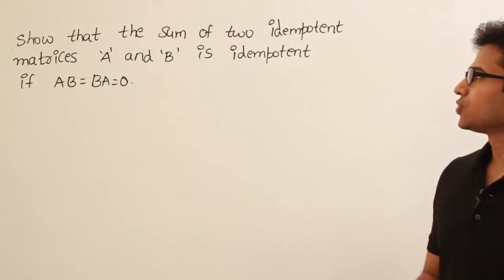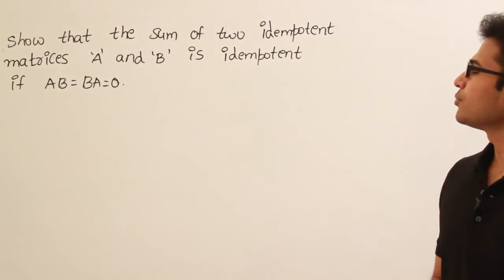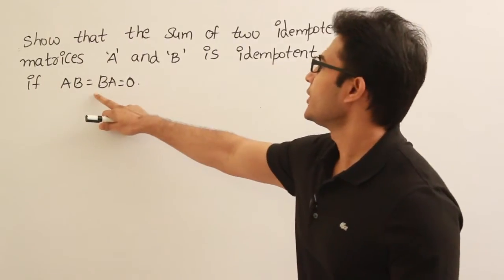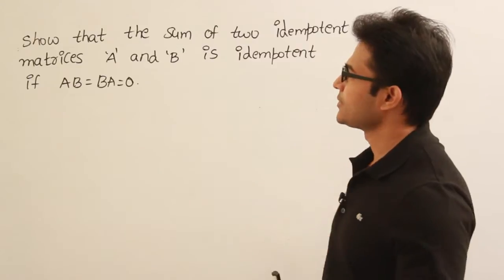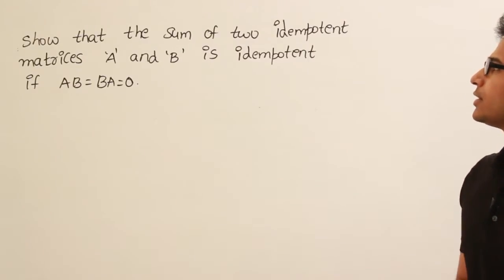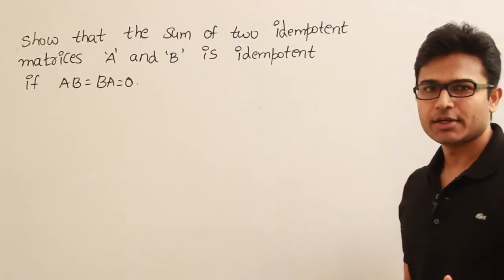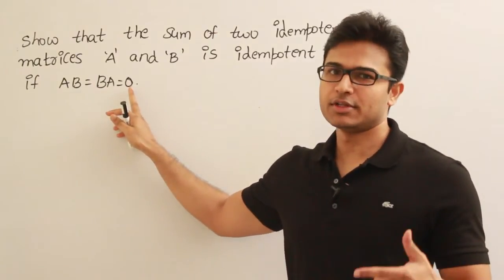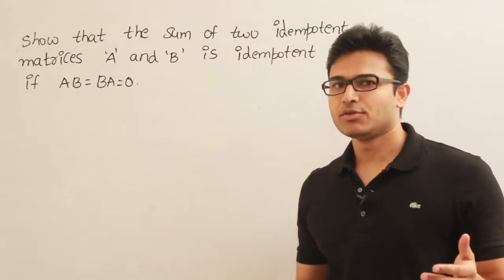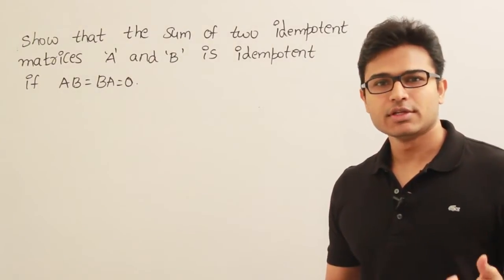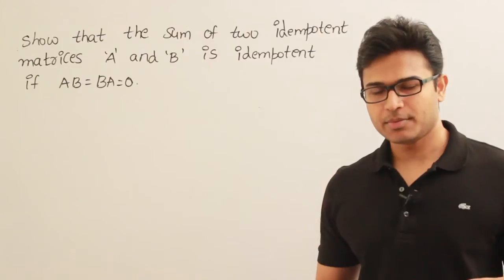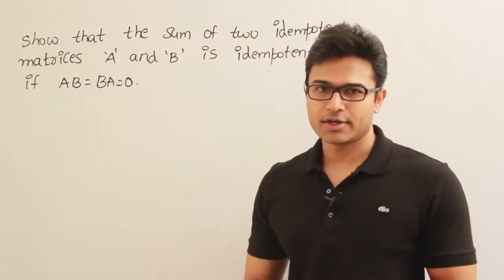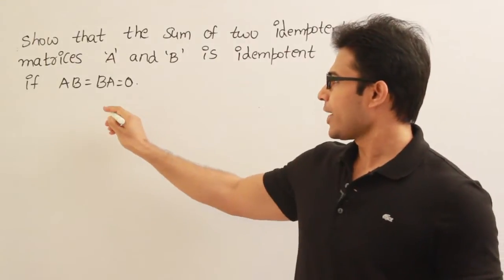Now see this: show that the sum of two idempotent matrices A and B is idempotent if AB equals BA equals the null matrix, right? So they are saying that A and B are already idempotent, and now A into B and B into A is also equal to null. Using these facts, you have to prove that the sum of these two idempotent matrices, which means A plus B, is also idempotent.